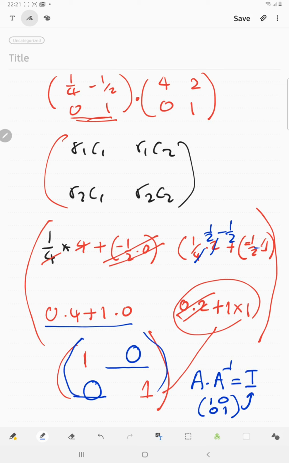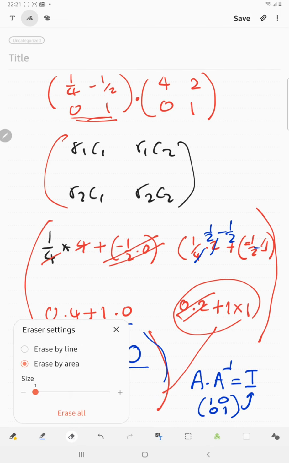So from that particular point, we can have a rule. And the rule is, if you take A multiplied by A inverse, the answer is an identity. So let's look at how we apply some of these particular rules.